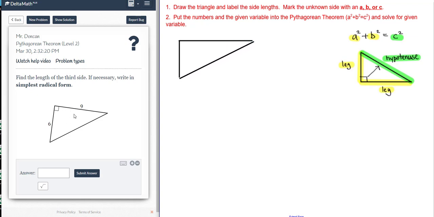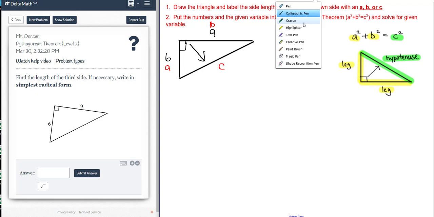And notice this one's kind of on an angle. I'm going to draw a horizontal and vertical for my legs. Put in the right angle. And this means this is 9 and that is 6. I'm going to call this one A, and I will call this one B. This one over here is my unknown. This is my C. And again, remember that this is C because it is across from the right angle.